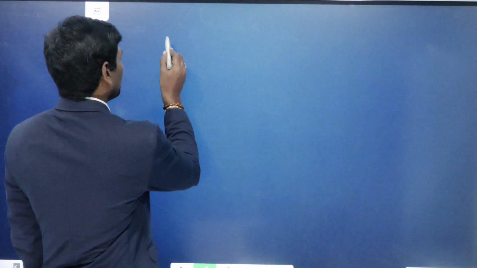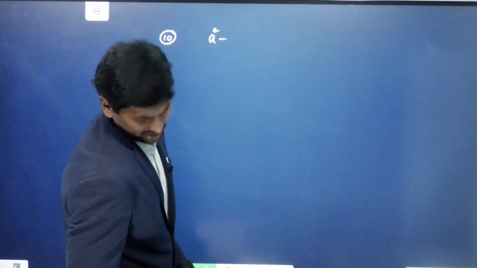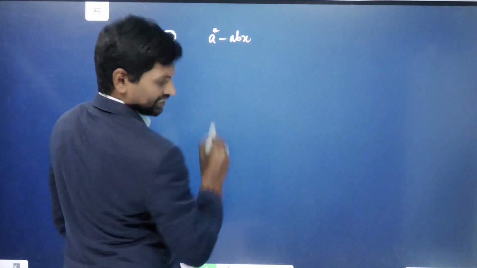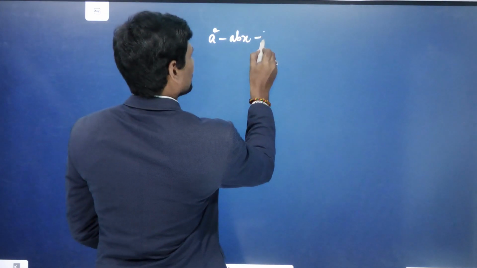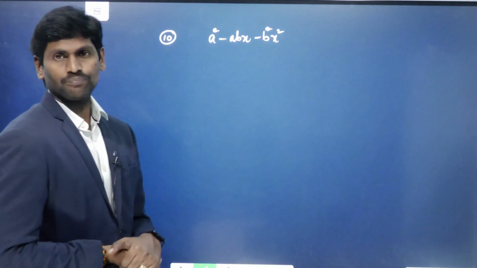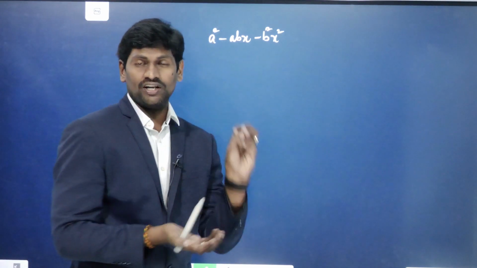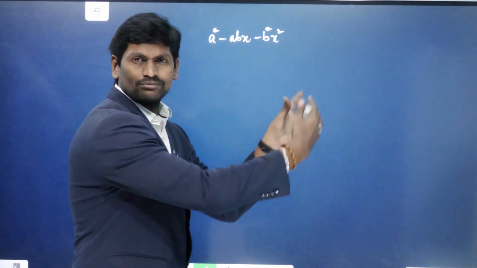Next, the maximum value. Here also, for maximum or minimum value we use the same formula. The given quadratic expression is a square minus abx minus b square x square. We need to find the maximum value here. Let us write the given expression in order: first the x square term, then the x term, then the constant term.